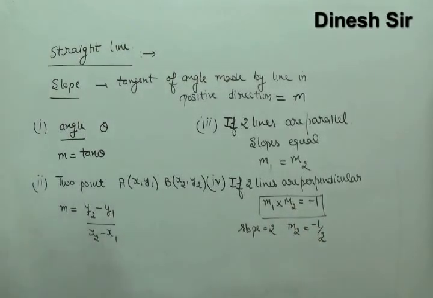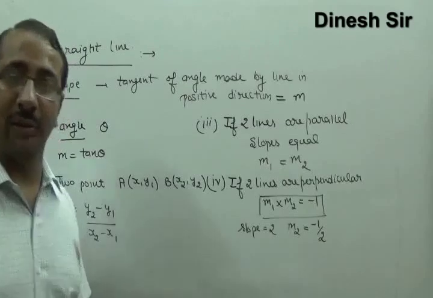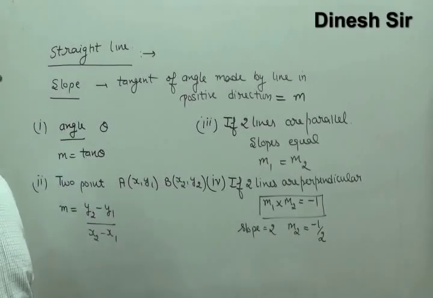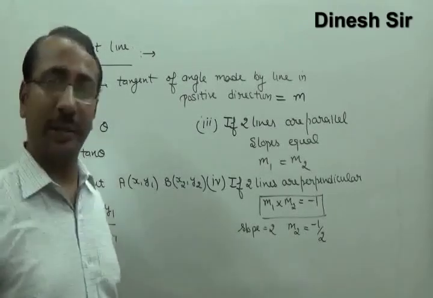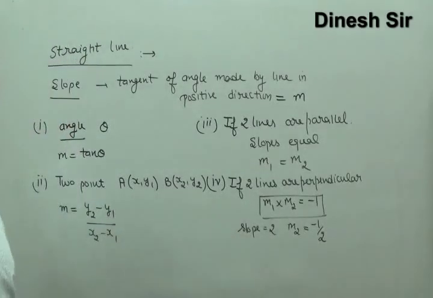The first formula we have is tan theta, if theta is given. Second, if 2 points are given, you may apply the formula y2 minus y1 upon x2 minus x1. Then, if 2 lines are parallel, the slopes are equal. And if 2 lines are perpendicular, the product of their slopes is equal to -1.